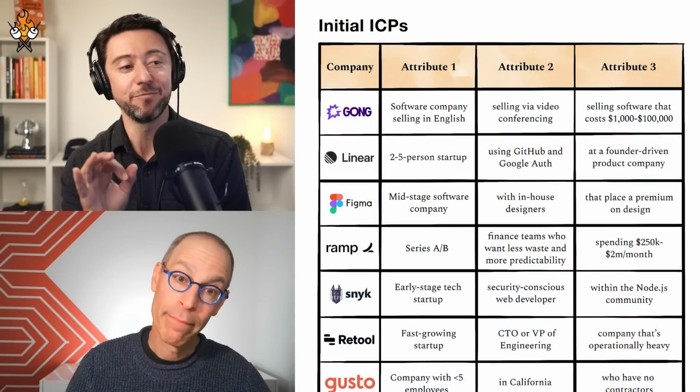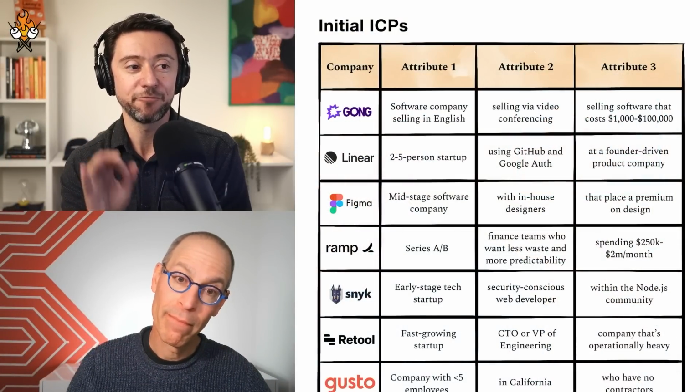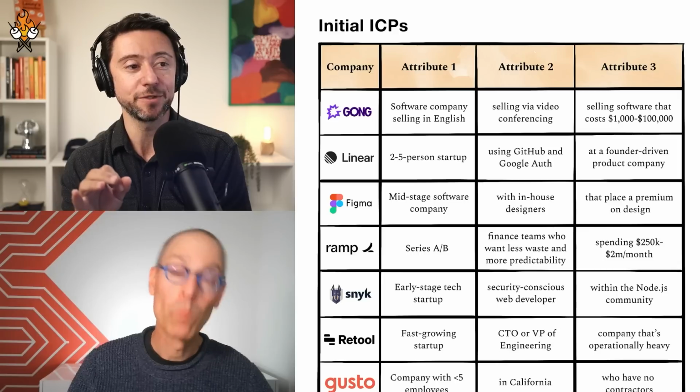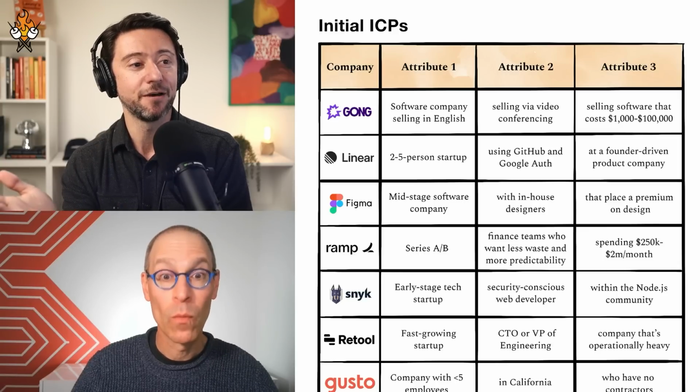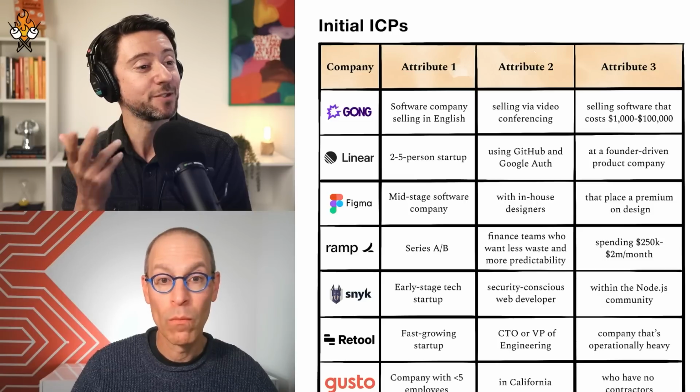As you were talking, I actually wrote a post in the past on how to identify your ICP, and I put together a table of the very first ICP for some of the biggest B2B SaaS companies that I pulled up here. Let me give a few examples of how narrow some of these companies were when they went out to sell their product.